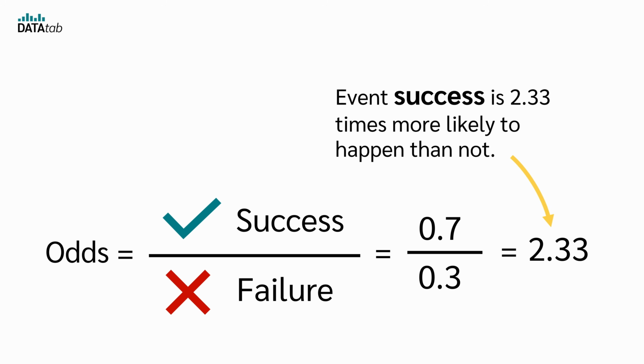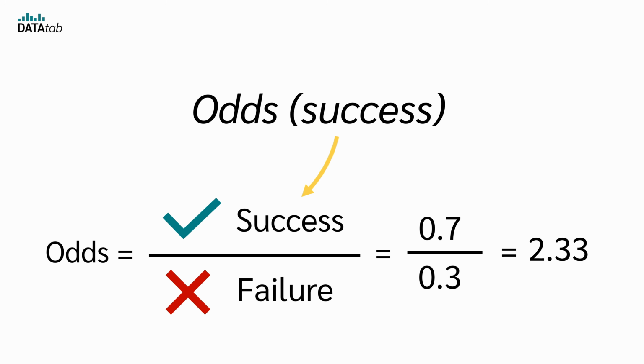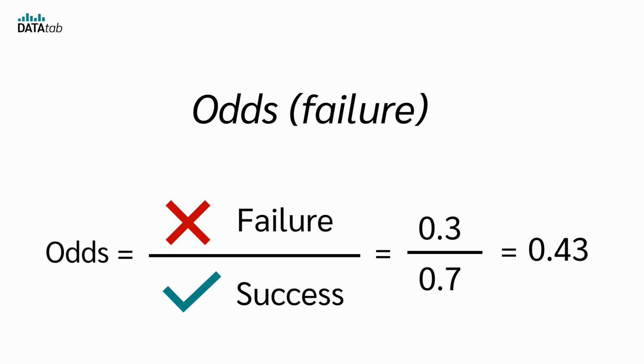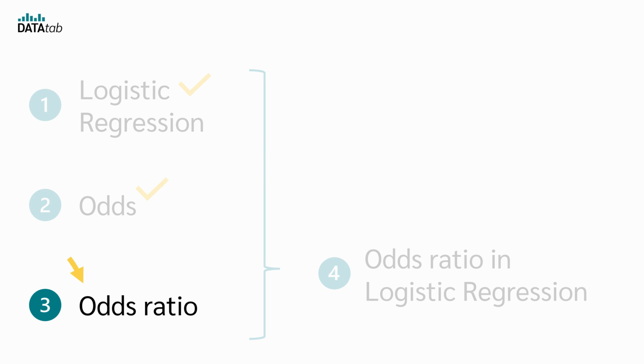This means the event success is 2.33 times more likely to happen than not. So odds give us a measure of the likelihood of an event happening versus it not happening. In this case, we've calculated the odds of success. Of course, we can also calculate the odds of failure. Alright, now that we understand odds, let's talk about odds ratios.